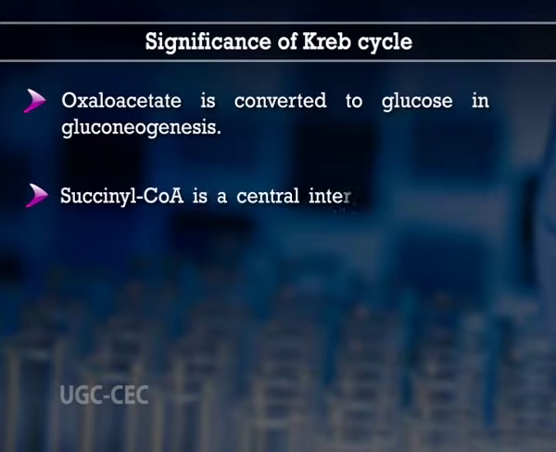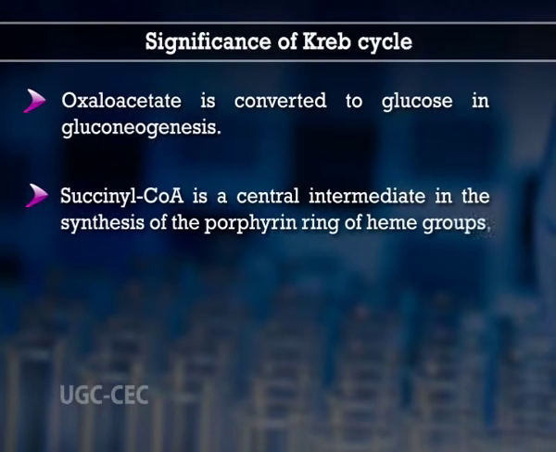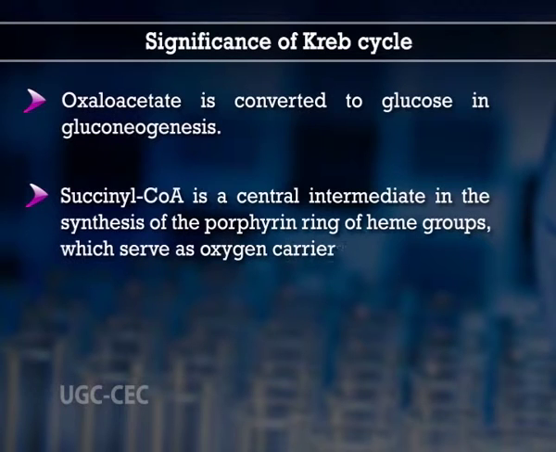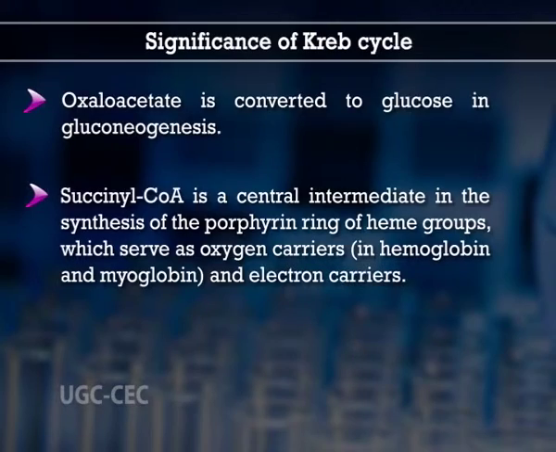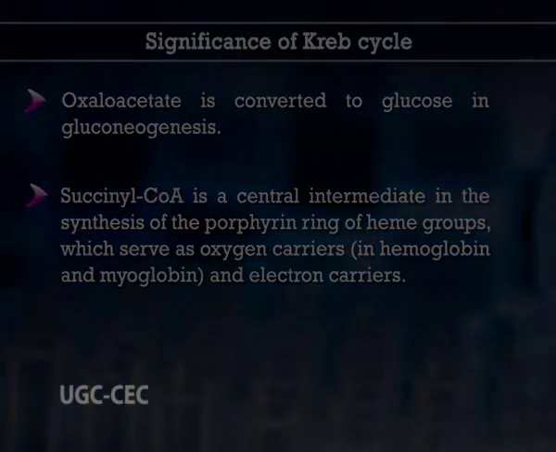Succinyl-CoA is a central intermediate in the synthesis of the porphyrin ring of heme groups, which serve as oxygen carrier in hemoglobin and myoglobin and electron carrier.